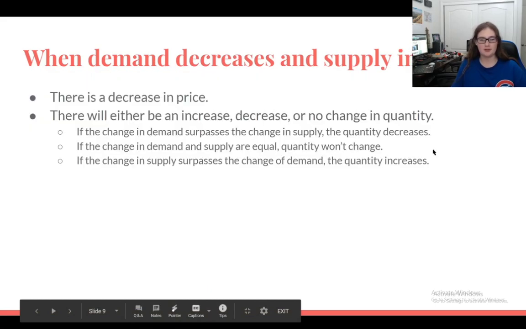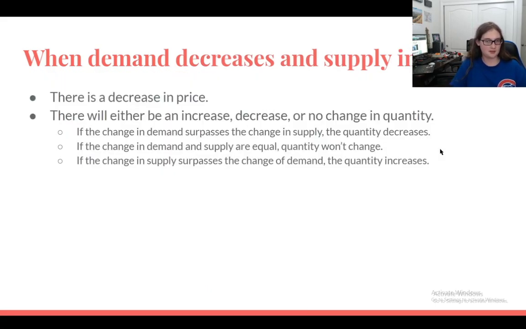Alright, the last type of scenario is when demand decreases and supply increases. There is a decrease in price. There's always a decrease in price, but there's either an increase, decrease, or no change in quantity, as with the last one. If the change in demand surpasses the change in supply, the quantity decreases. If the change in demand and supply are equal, quantity won't change. And if the change in supply surpasses the change in demand, the quantity increases. And I will show you here in a little bit.